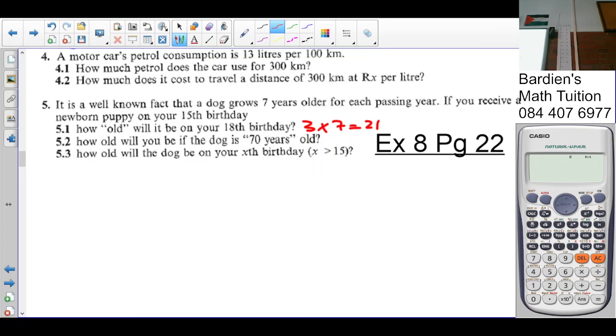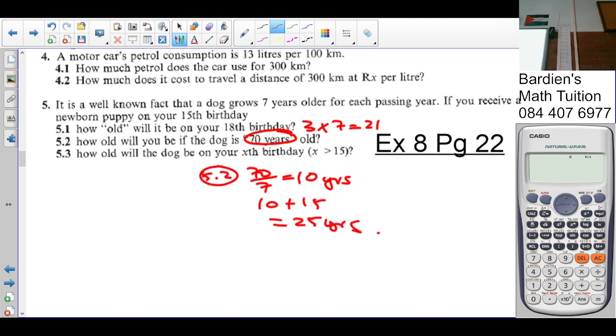5.2. How old would you be if the dog is 70 years old? 25. How do you get 25? Firstly, you just say 70 divided by 7, which is 10 years. And 10 plus 15 is going to give you 25. So you will be 25 years old. Who got that right?